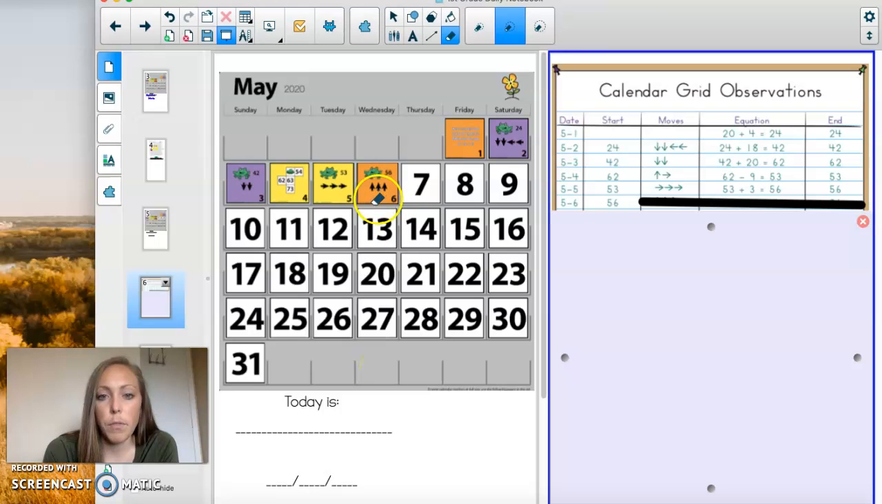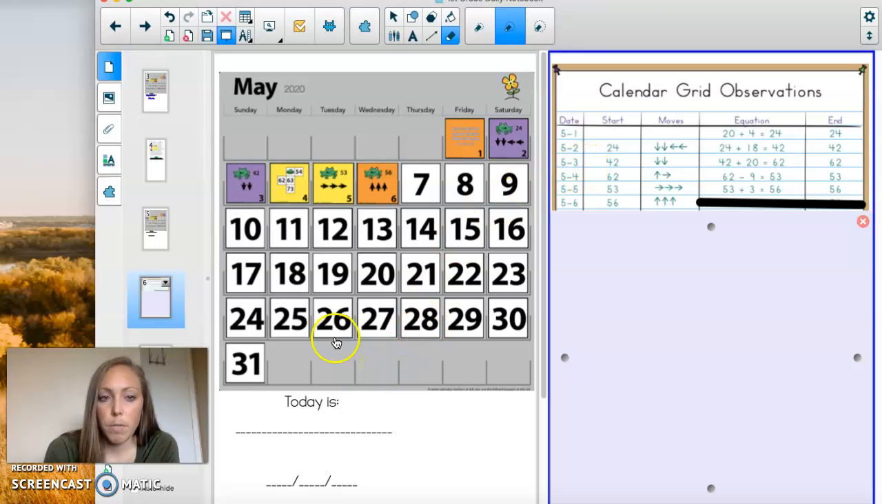Yeah, he moved up 3 hops. So on our moves chart, we're going to write 3 arrows that point up. All right, here's a really fun part. We get to write an equation that represents how Tad moved.